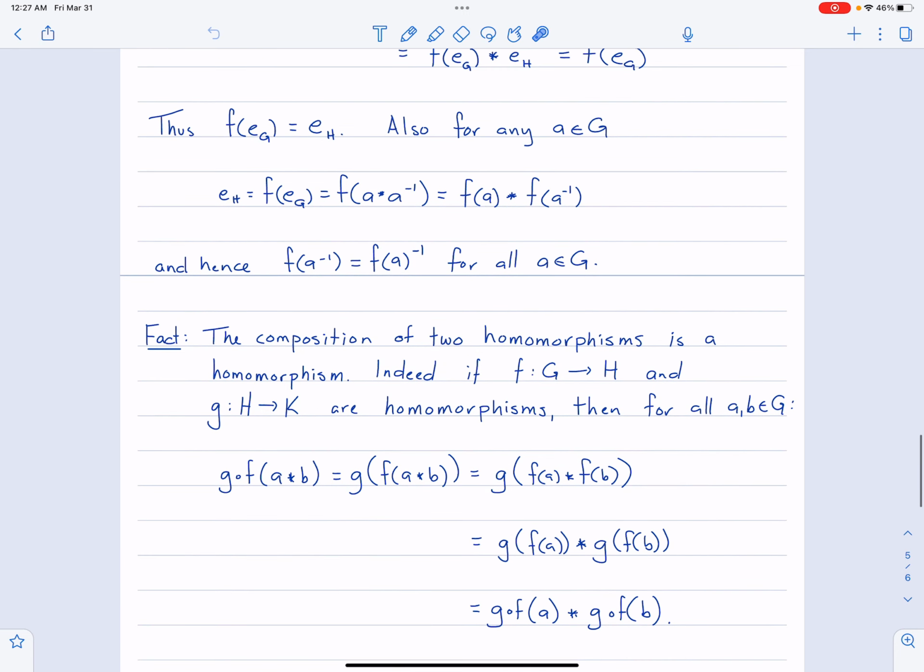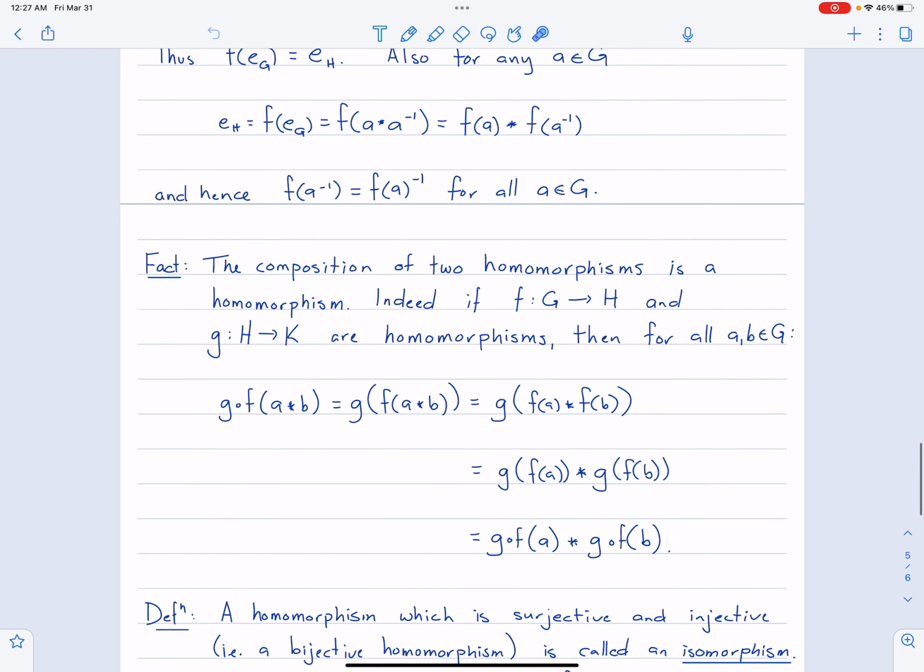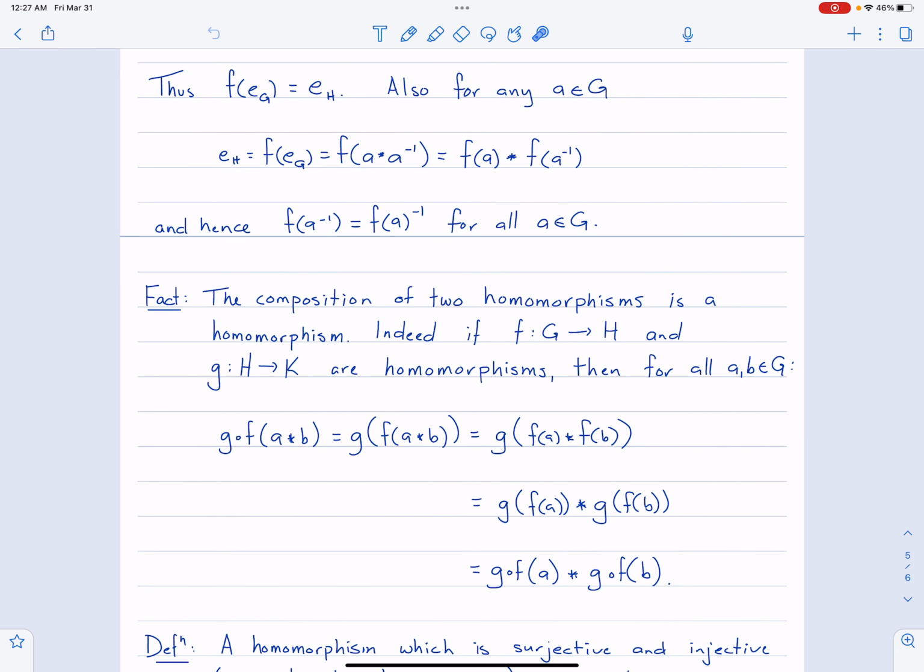Another fact that's useful is that if I have two homomorphisms, say a homomorphism f from G to H and another one, little g, from H to K, then if I compose those two functions, it has to be a homomorphism. And that's easy enough to check. We just say g composed with f of a times b is equal to just this. And then because f is a homomorphism, I can split that up. And then because g is a homomorphism, I can split that up. And that tells me that the composition of g and f is a homomorphism.